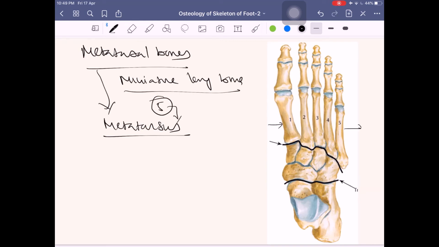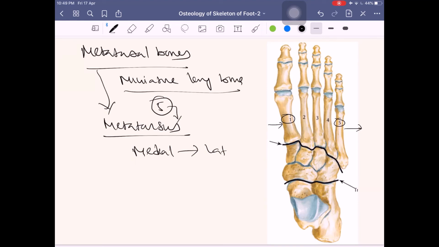And they are also labeled from the medial to lateral. Unlike in your upper limb, where the metacarpals are labeled lateral to medial, these are labeled from medial to lateral. So the medial bone is the first and the lateral bone is the fifth one here.